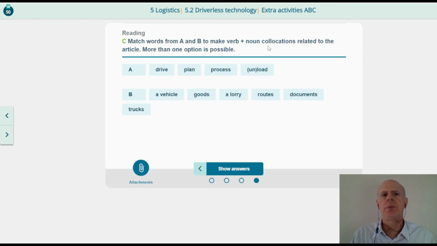And here we have verbs plus nouns, and we have drive. You drive a vehicle, right? Can you drive goods? Can you drive a lorry? Yes. Can you drive documents? Can you drive trucks? Yes. You can plan. What can you plan? You can plan routes. You can process goods. You can process documents, right? And you can unload a vehicle. If you can unload a vehicle, you can unload a lorry, and you can unload a truck. Okay? Basically, this is it. It's all in the text, so you could go and check your answers.